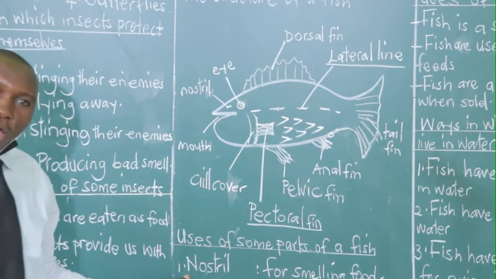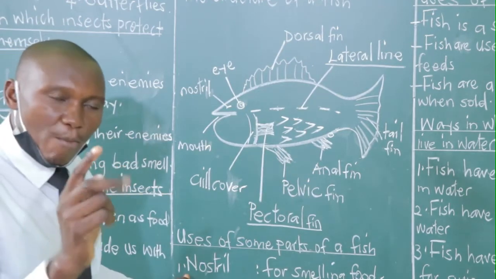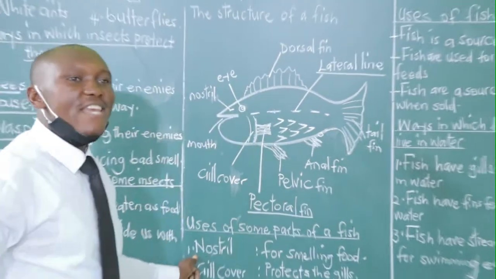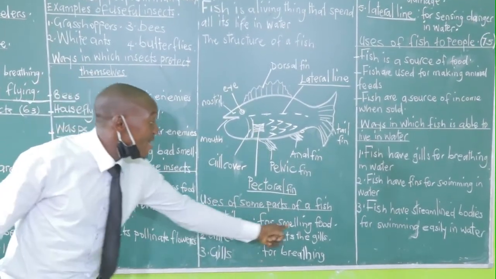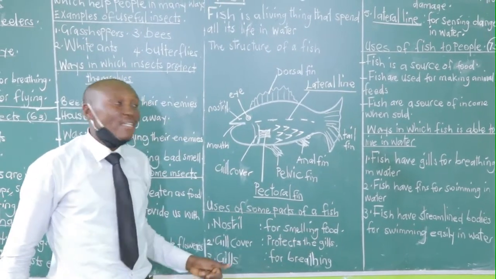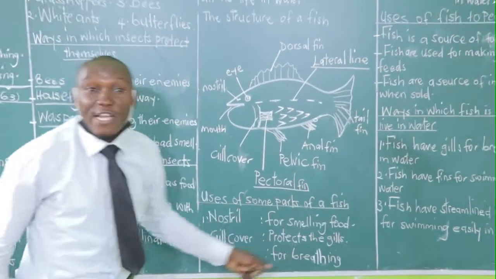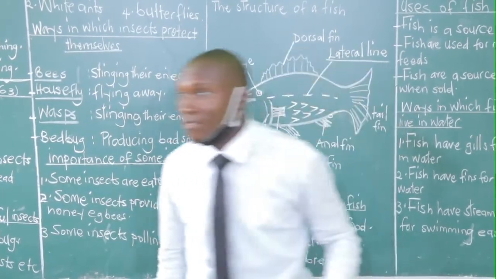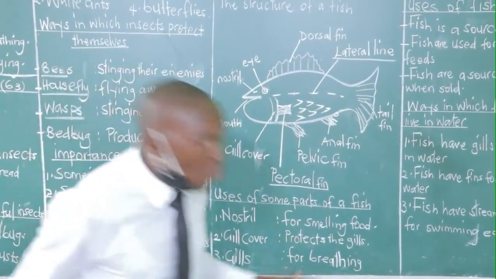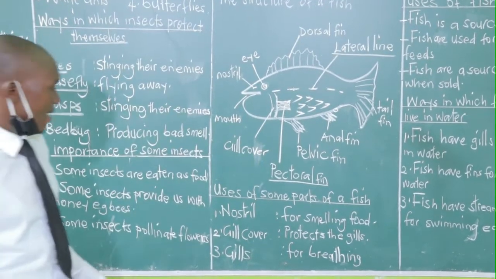You have your nostrils, but yours is for taking in air. But the nostril of a fish is for smelling food. For it just hunts by smelling. And when it senses food by its smell, it goes there quickly.